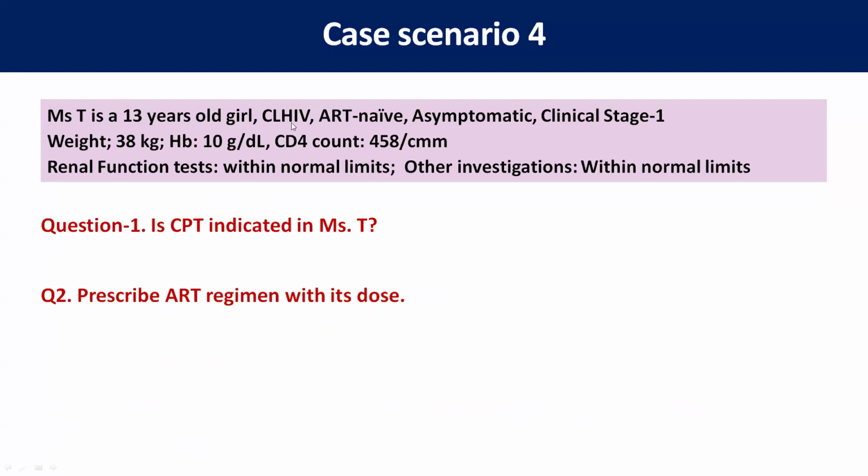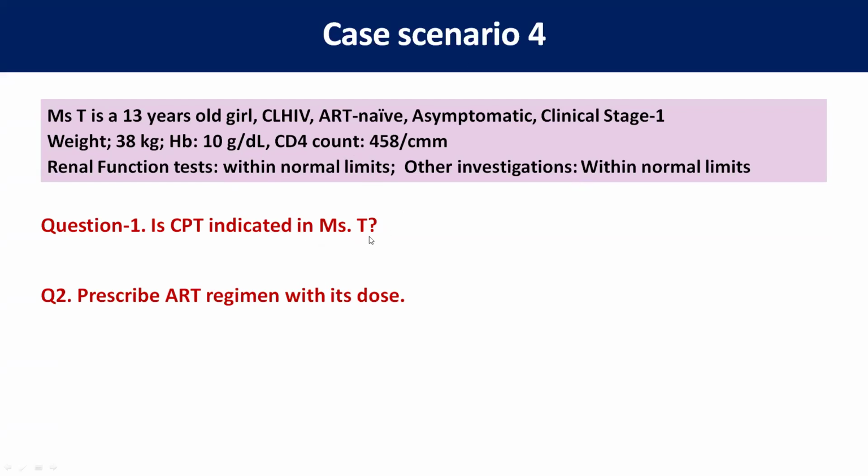The case is a 13-year-old adolescent girl, on ART, asymptomatic, clinical stage 1, weight 38 kg, hemoglobin 10 grams, CD4 58. Renal function tests should be done in all cases who are going to have a tenofovir-based treatment. Renal function is within normal limits. Other investigations were within normal limits.